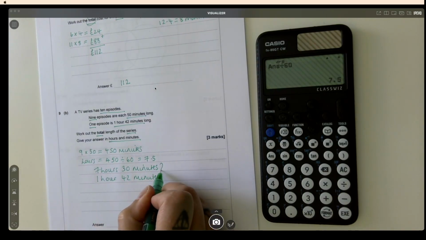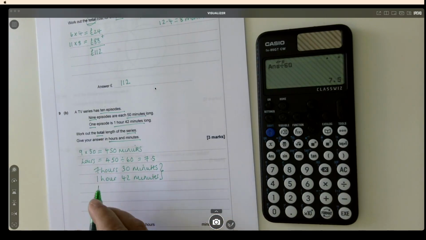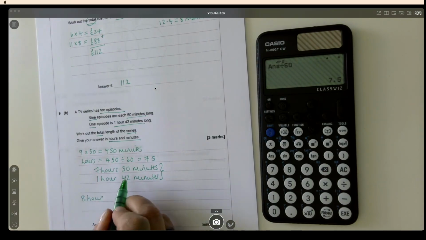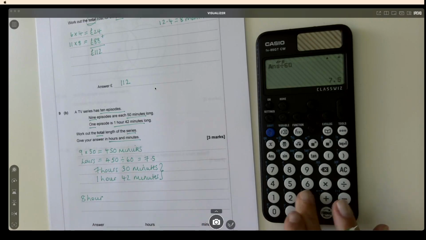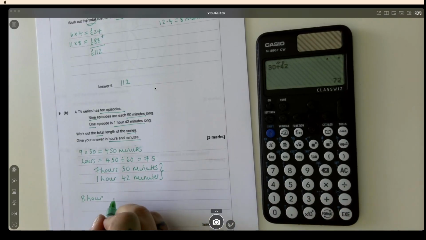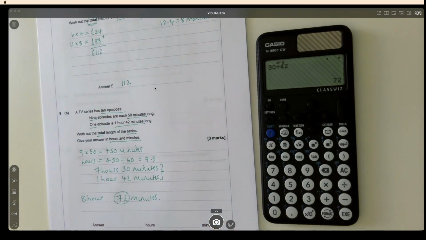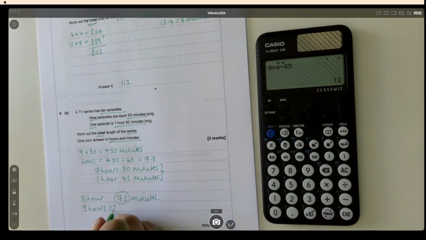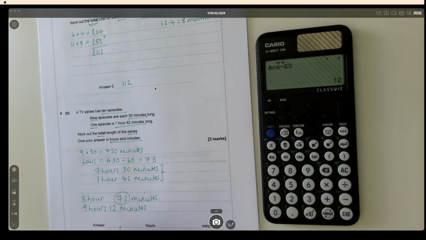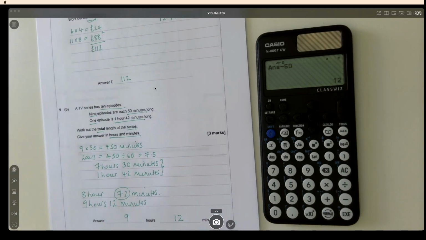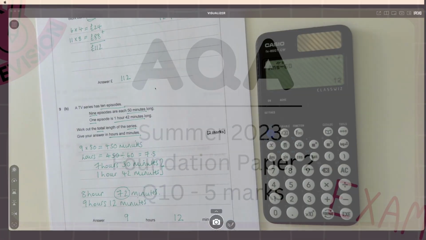So we need to find the total of these two. So 7 hours plus 1 hour is 8 hours. 30 minutes plus 42 minutes, 30 plus 42 is 72. So it's 72 minutes. This has gone above 60, so we need to now convert that into hours and minutes as well. If we subtract 60 from 72, that's 1 hour to add on. So we've got 9 hours and then the remaining 12 minutes. So our answer is 9 hours, 12 minutes for the full series.